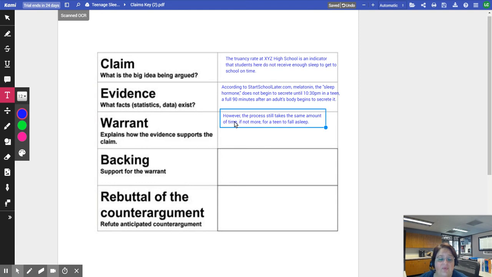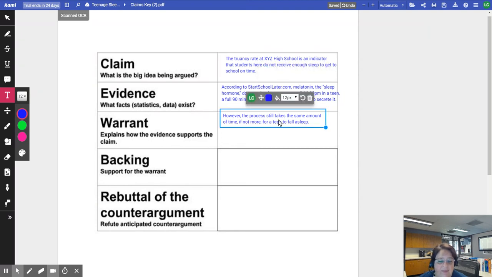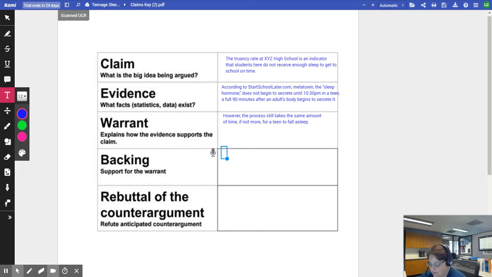Okay, so what the warrant is doing is it's explaining what this piece of evidence is talking about. So we know that it's taking a 90-minute time, but it still takes the same amount of time for a teen to get the amount of sleep that they need. I'm going to back that up with another piece of evidence. And the best thing to do is see if you can find evidence from a different source because they kind of work together. So I'm actually going to go back to Troxel with this one.